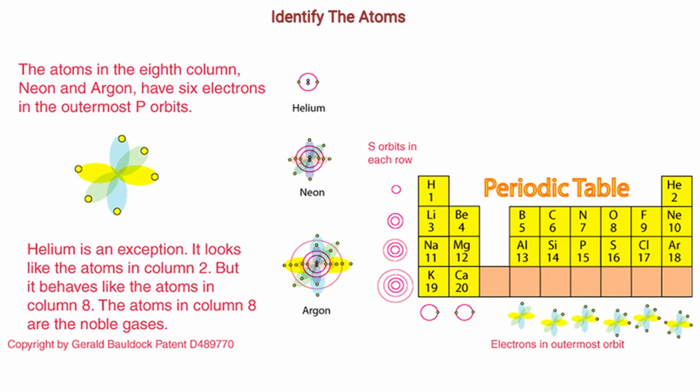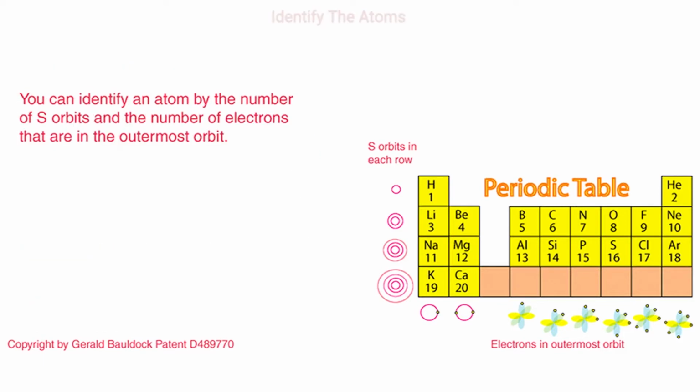Helium is an exception to the rule because it is a noble gas. You can identify an atom by the number of s orbitals and the number of electrons that are in the outermost orbitals.